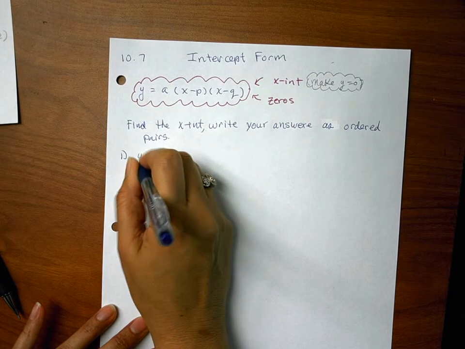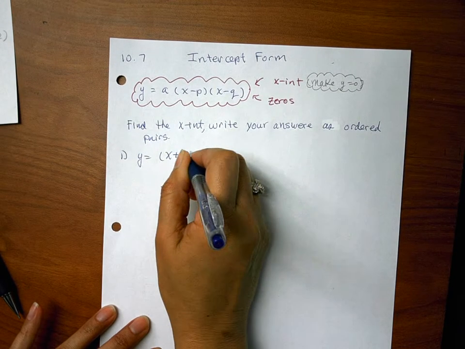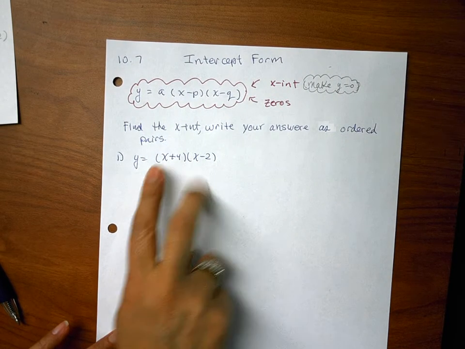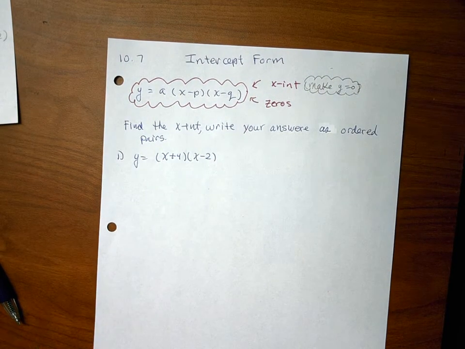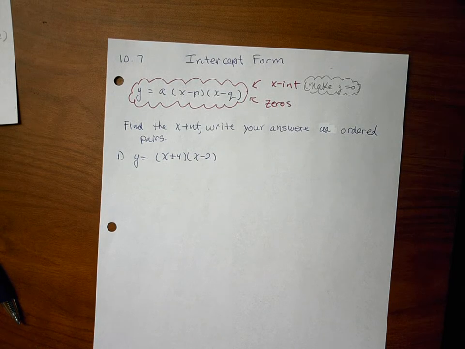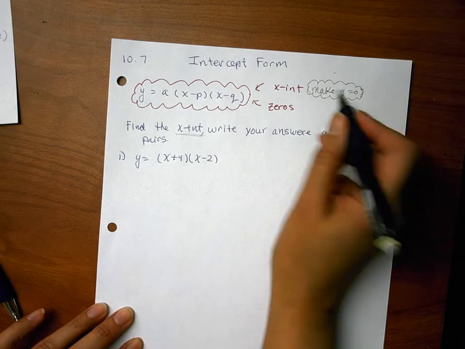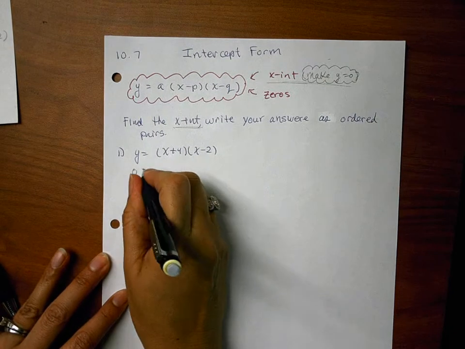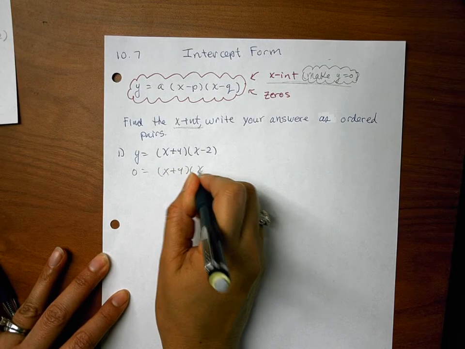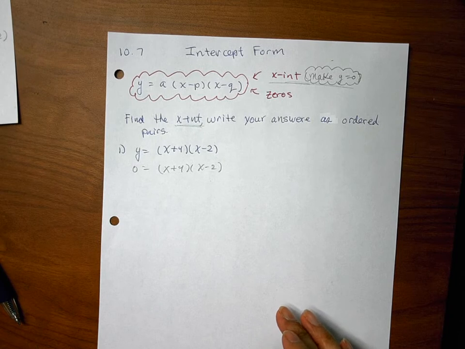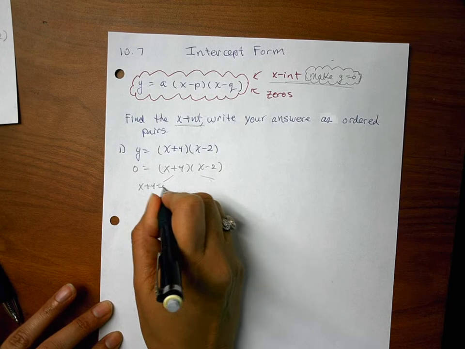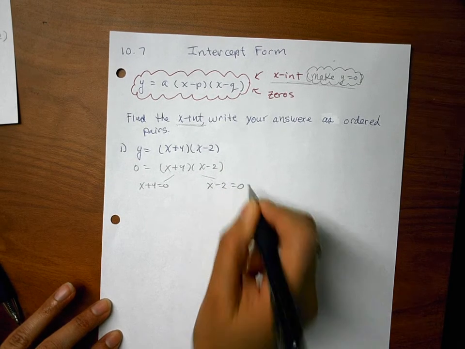Okay, number 1. Y equals the quantity of x plus 4 times the quantity of x minus 2. This is intercept form because factored form is intercept form when it's in double bubble form. What is it asking us to find? The x-intercepts. And how do we find x-intercepts? We always make y equal to 0. 0 equals x plus 4, x minus 2. Then we use the zero product property, which means one of these must be 0. X plus 4 must equal 0. X minus 2 must equal 0.